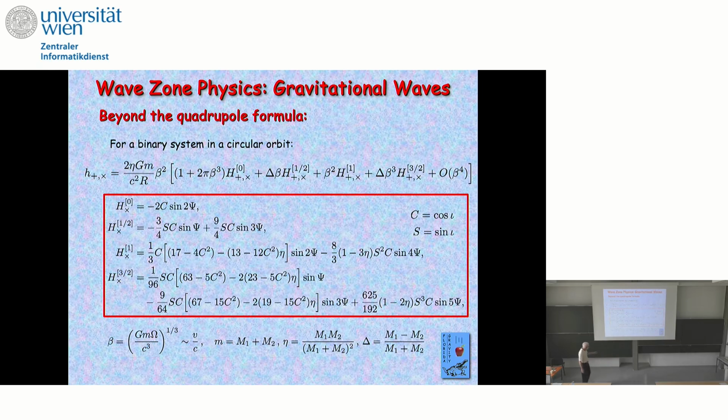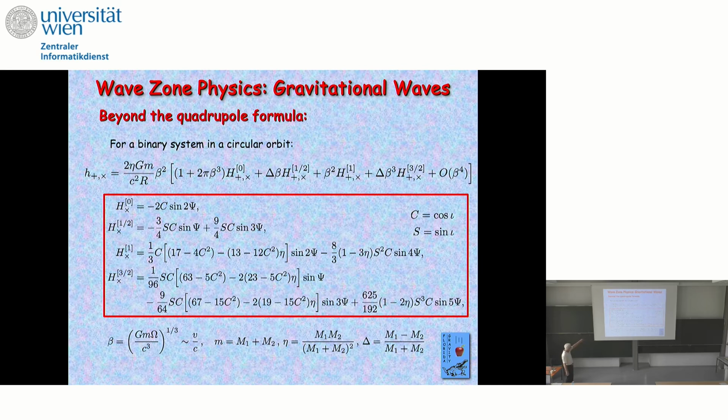3 PN is beta to the 6th, 4 PN is beta to the 8th. And if you look at these formulas, you can imagine how complicated they get as you go to higher orders. So at quadrupole order, and I'm just showing the cross terms, the frequency of the gravitational waves is twice the orbital angular frequency. And this is typical of a quadrupole perturbation. So that's all generally the case. So it's always twice the frequency of the orbit.